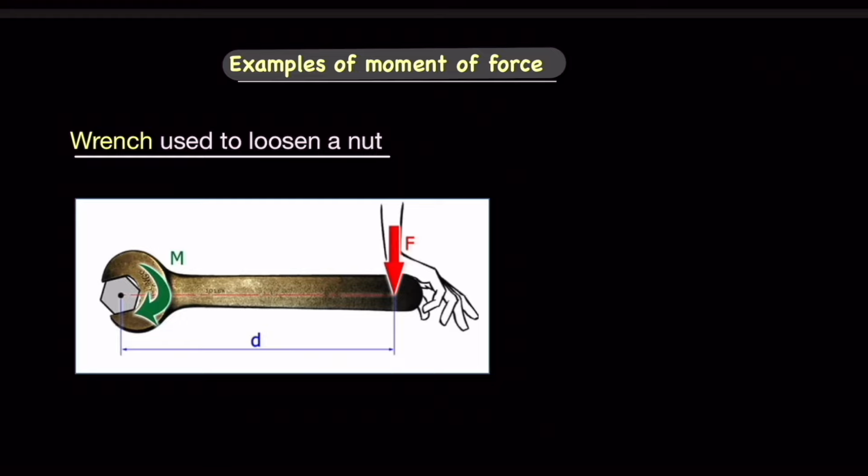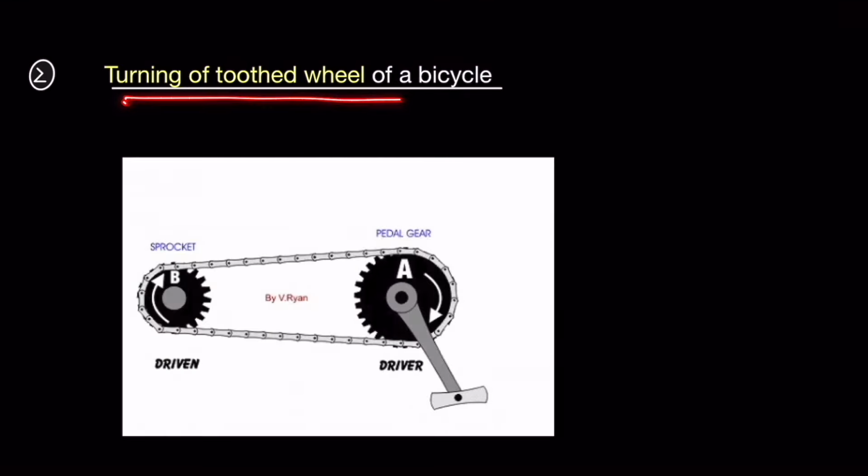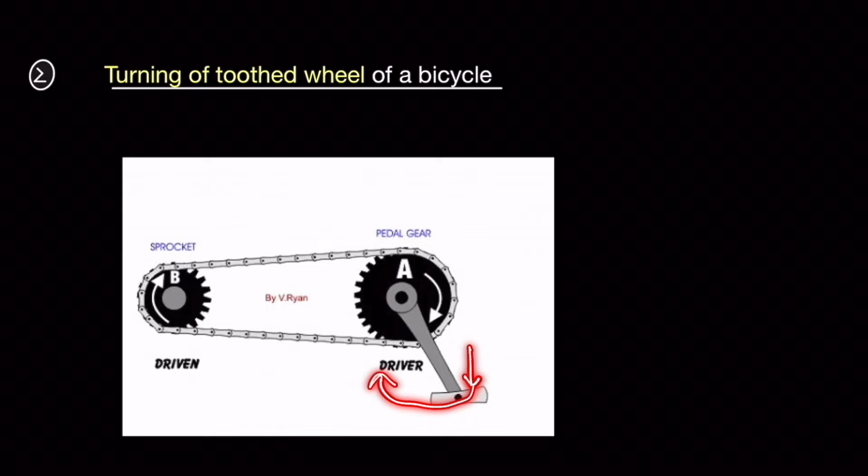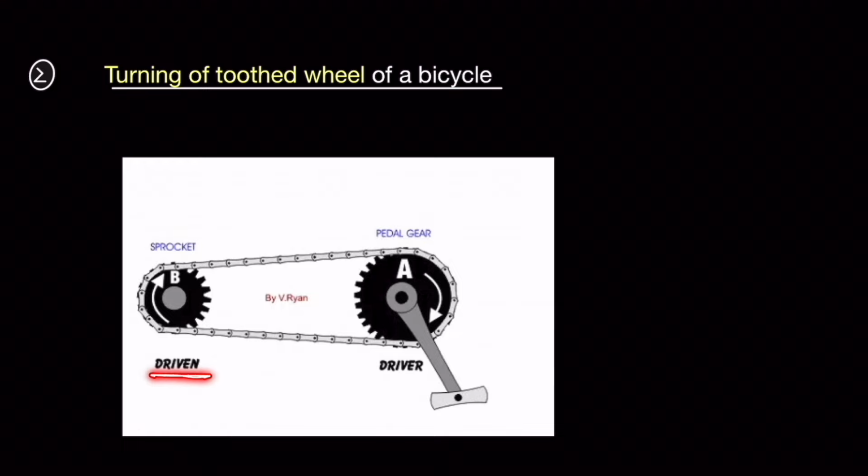Let's see another example: turning of the wheel of a two-wheeler bicycle. Here you see this is the bicycle, the wheel is there, and when we apply the force in this direction, the wheel starts rotating. And because it is connected to the chain, when the driver wheel is rotating, the driven wheel will also start rotating, and both are rotating in the same direction. Both are rotating in the clockwise direction.